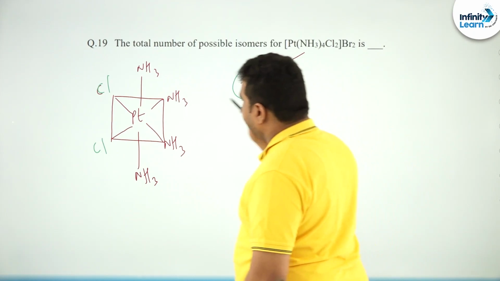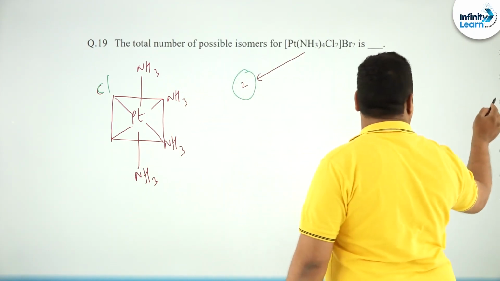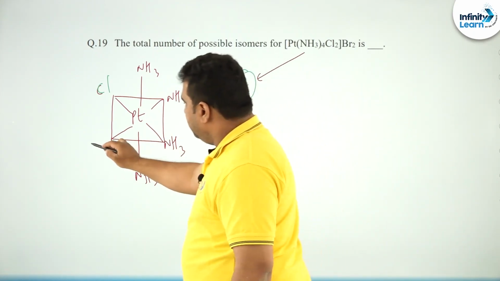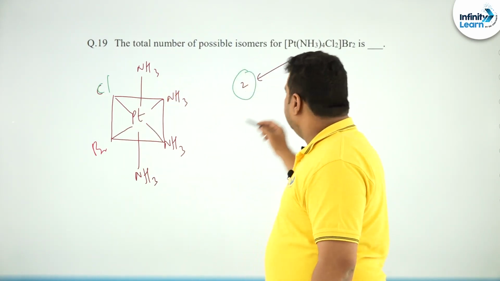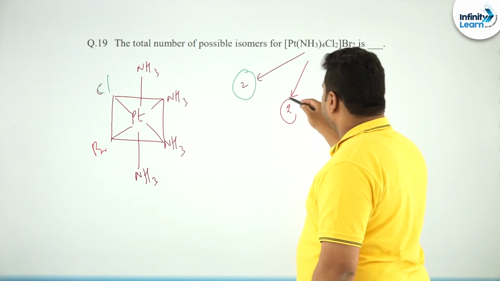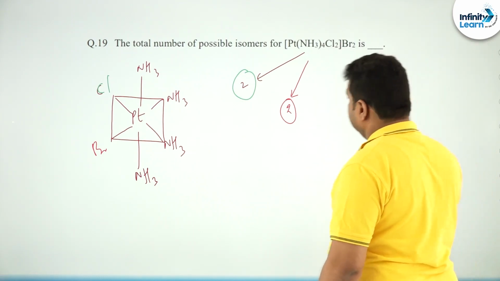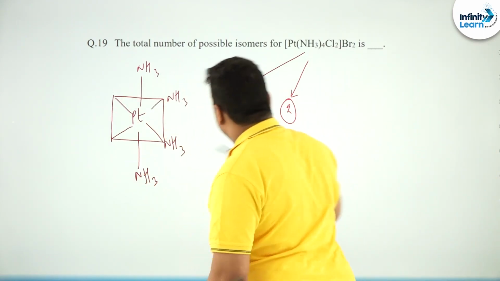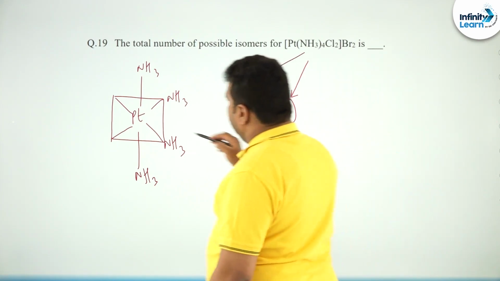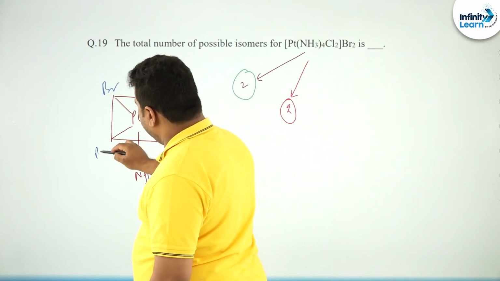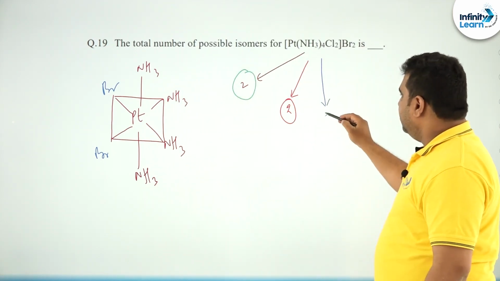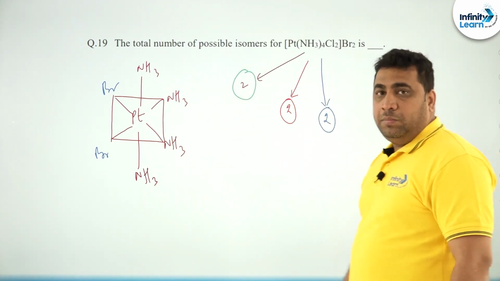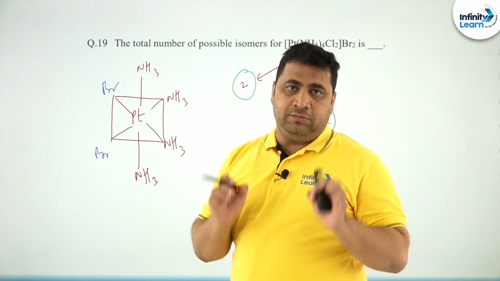Then remove the chlorine and in place of chlorine write bromine. Cis, another is trans, so another 2 came. Then remove the chlorine and keep both sides bromine. Cis, trans. So hence total isomers you are going to get is what? Total possible isomers will come, 6 isomers will come.